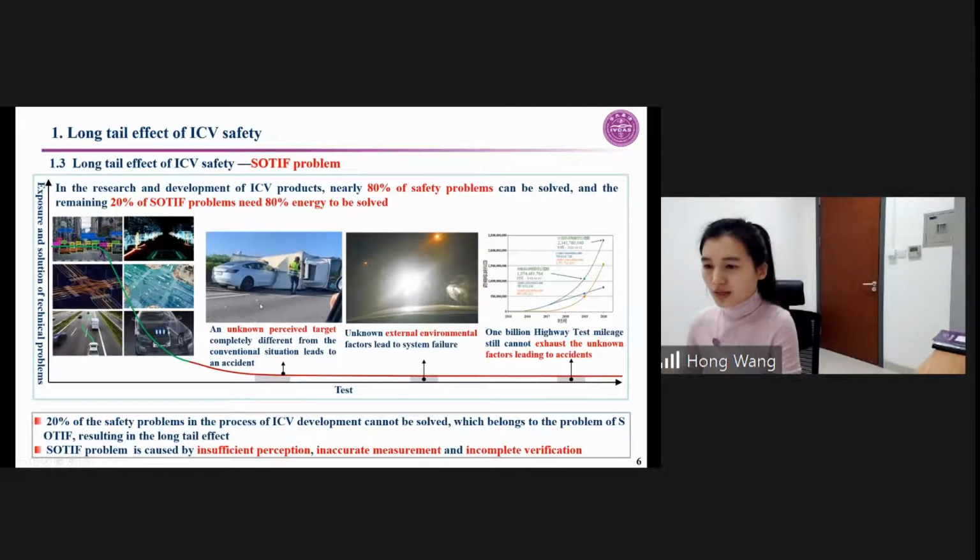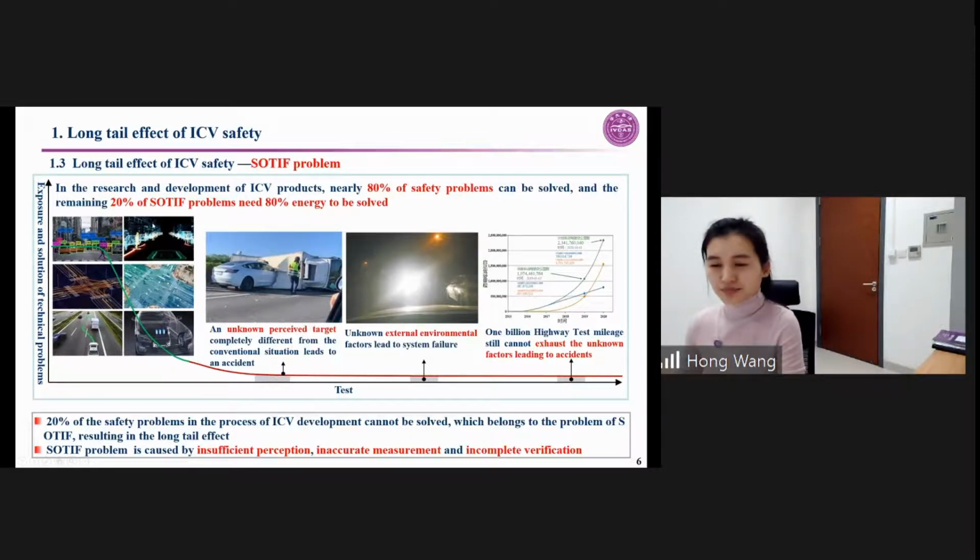So let's see these typical SOTIF challenges. First, there are some unknown perceived targets completely different from the conventional situation that lead to an accident. The second one is unknown external environmental factors leading to system failure. And the third one is about the test: even 1 billion highway test mileage still can't exhaust the unknown factors leading to accidents. So 20% of the safety problems in the process of ICV development can't be solved, which belongs to the problem of SOTIF, which results in the long tail effect of ICV safety.